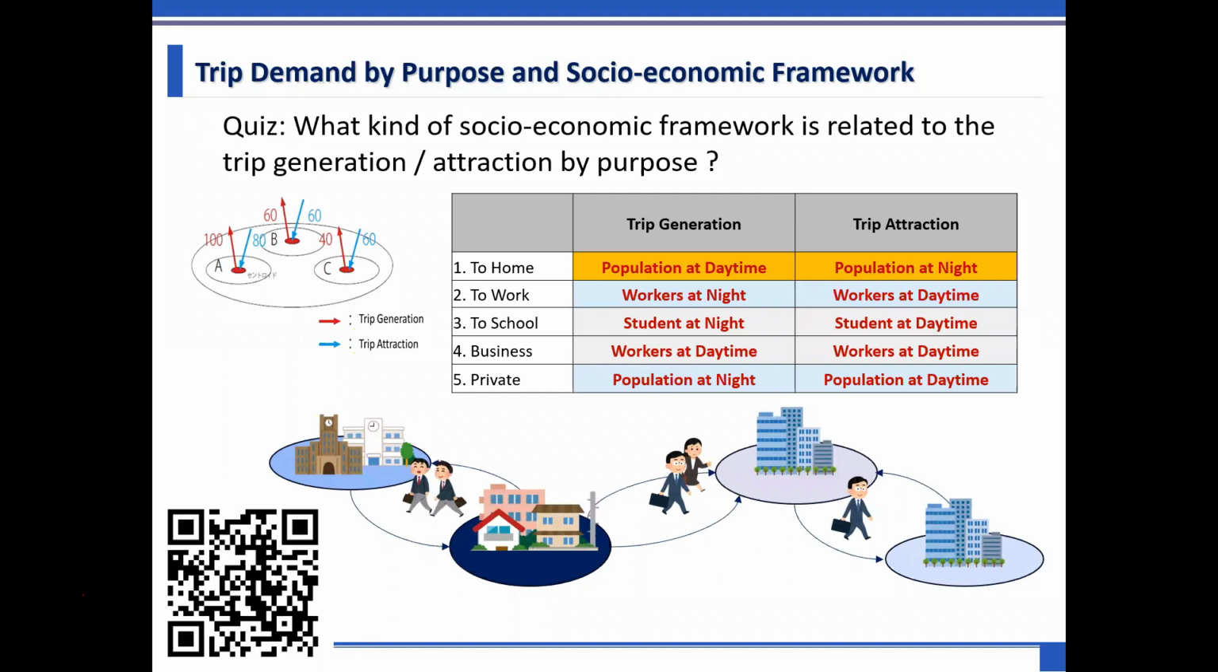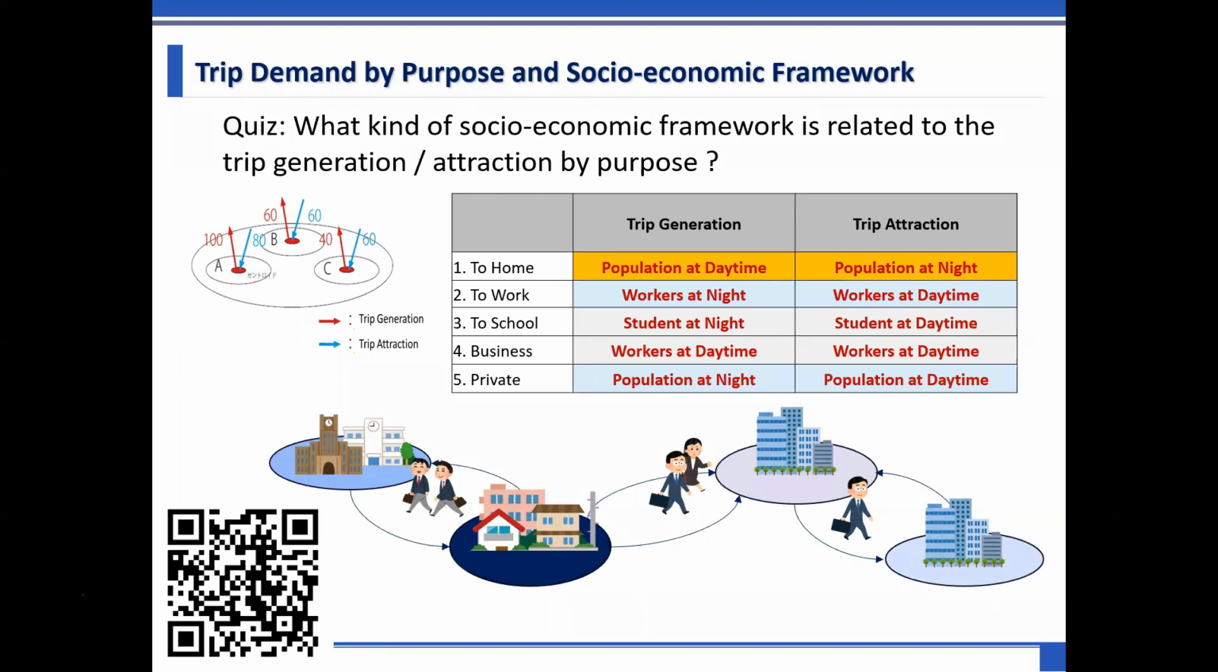For example, for trips to home, in zones with high populations at nighttime, we can suppose there are many trip generations to home. It may be a little unclear, but you can compare two zones, CBD and suburban. The trip generation to home is supposed to be higher in the CBD zone because so many people come to work there, and in the evening they go out from the CBD to their homes.